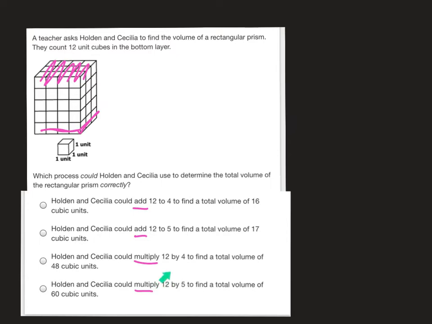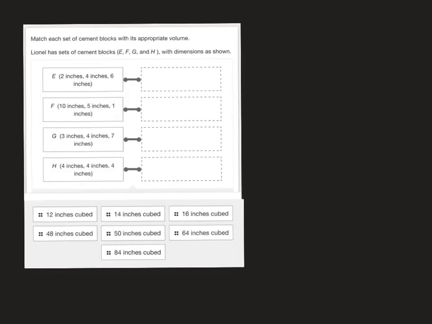So one layer is 12 pieces or 12 cubes, and then there's 5 layers, so 12 times 5 is going to give us 60. So that last one right there is our correct answer. The reason I gave you this one is because it's one of those technology enhanced ones where you have to drag and drop, and I thought it was something a little bit different and something that you definitely need to know how to do.